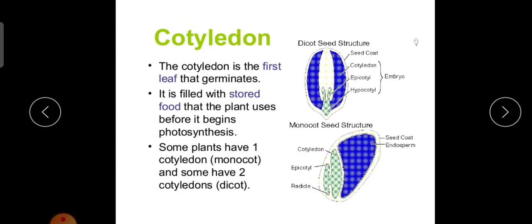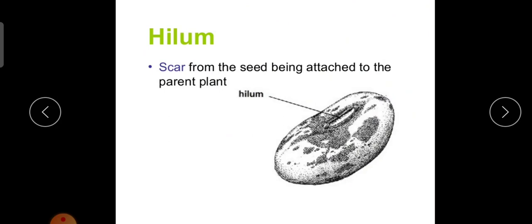Cotyledons, already discussed: the first leaves that germinate are known as cotyledons. If any plant has a single seed leaf, that is known as a monocot. If any plant has two cotyledons, that is known as a dicot plant. What is hilum? Hilum is the region by which a seed is attached to its parental plant. The region where the seed is attached to its plant is known as the hilum.